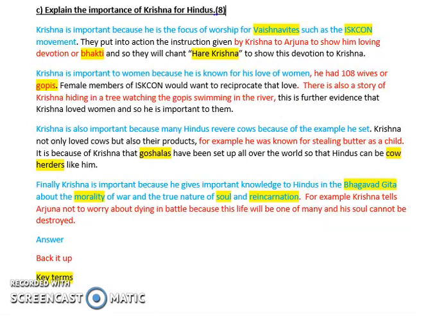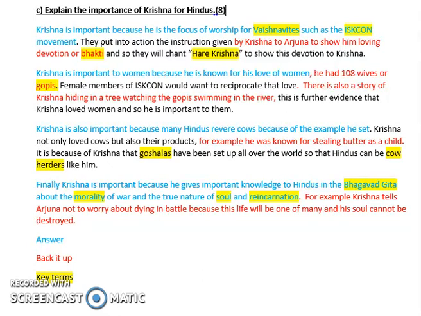Often your sources of wisdom are going to be teachings, so something from the Bhagavad Gita, for example, but they could also be people or references to different Hindu schools of thought, such as Advaita or Dvaita Vedanta. So this Part C is an explain the importance question, explain the importance of Krishna.